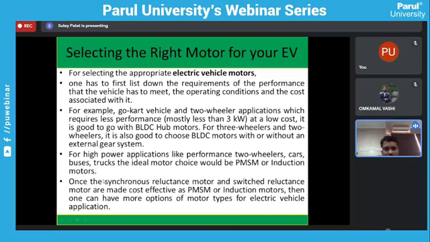For three-wheelers and two-wheelers, it is also good to choose a BLDC motor with or without an external gear system. For high power applications like performance two-wheelers, cars, buses, and trucks, the ideal motor choice would be the PMSM or induction motor. Once synchronous reluctance motors and switched reluctance motors are made as cost effective as PMSM or induction motors, then one can have more options for the motor type in electric vehicle applications.